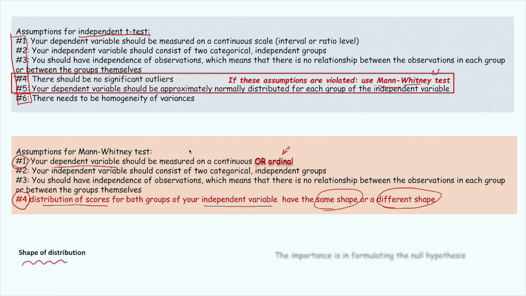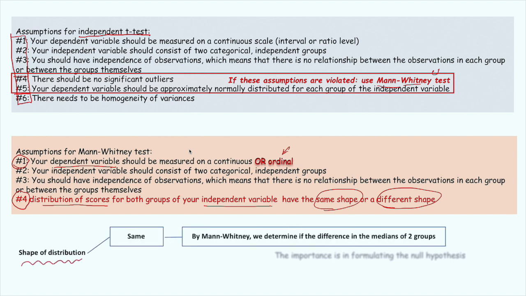So here the shape of the distribution can be the same. In this case, we use Mann-Whitney to determine the difference in the medians of the groups. You can use a box plot, for example, and see if the box plots for the two categories are almost equally distributed. So you are using the Mann-Whitney, but the importance of this is in the null hypothesis, where you say there is no difference between the medians.